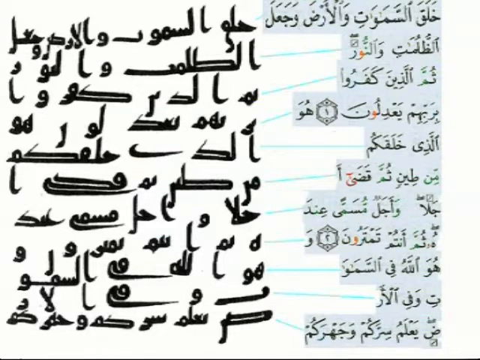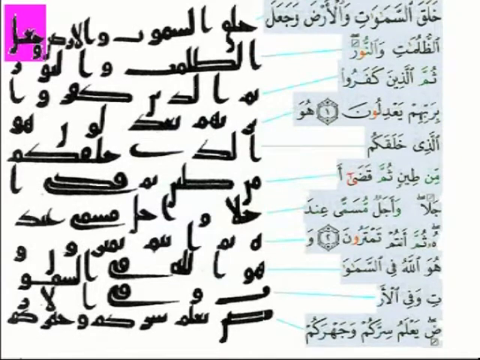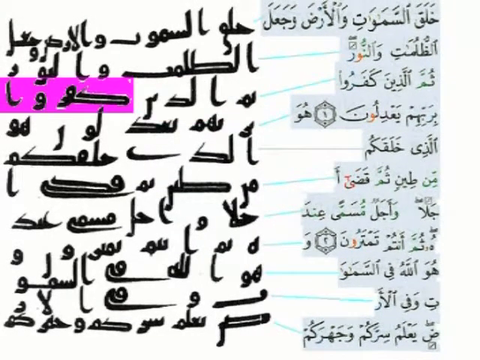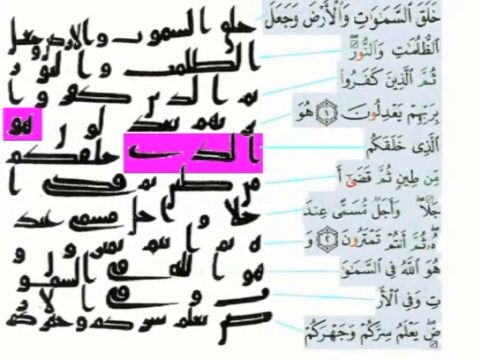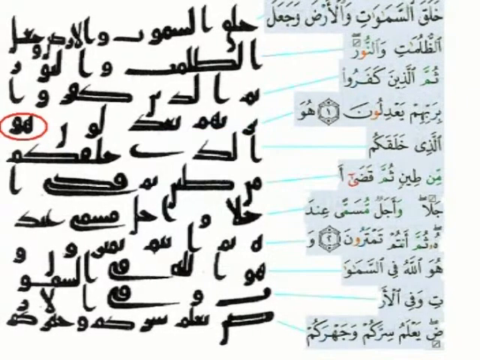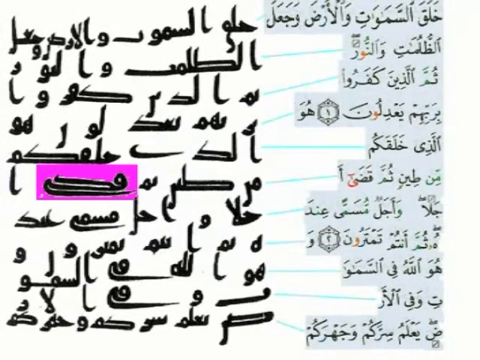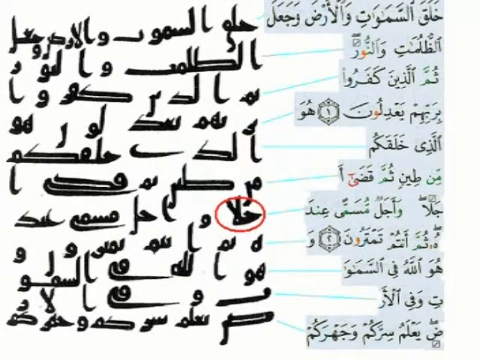Alhamdulillahi alladhi khalaqa as-samawati. No dots here. Wal arda. Wa ja'ala. See, this is Jim, Ain, Lam. Ja'ala adh-dhulumati wan-nur. Thumma alladhina kafaru. Kafaru, this is alif. Kafaru bi rabbihim ya'dilun. This is noon. Huwa alladhi khalaqakum min teen. Thumma qada ajalan. So alif is here and jim is here, next to the rest of the word.